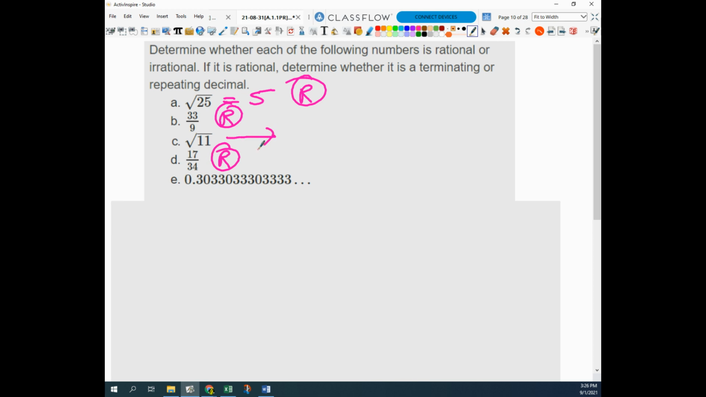What about C? Yeah, that's thumbs down because it's a square root and it doesn't simplify to an integer. So anytime I have a square root that doesn't turn into just an integer answer, a whole number answer actually, we know we're done, right? It's got to be irrational. Now the bottom one is tricky.